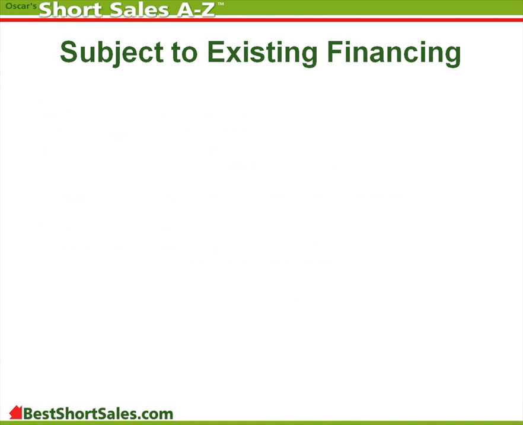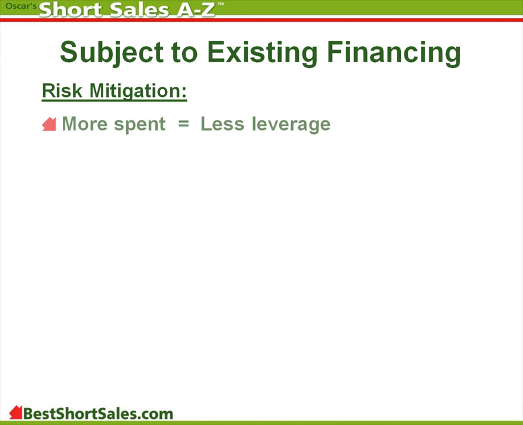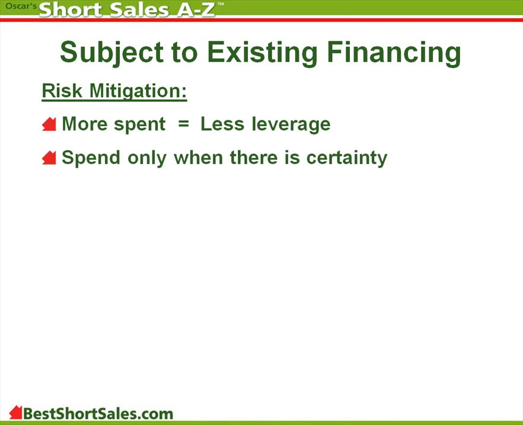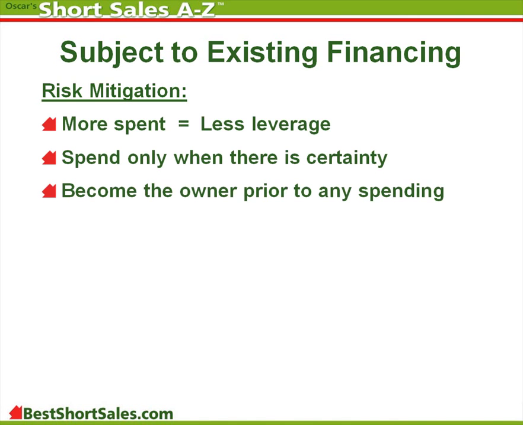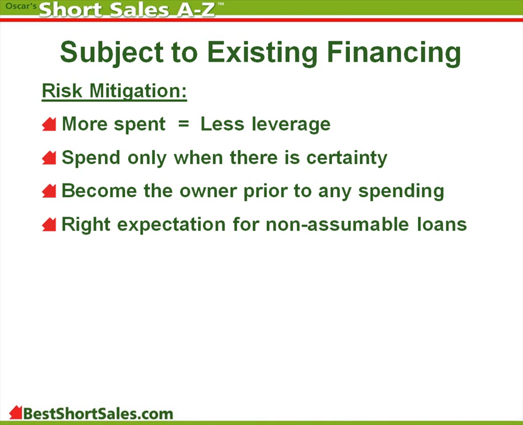Risk mitigation. The risks of this type of transaction can't be eliminated, but they can be mitigated. Remember, the more money you spend in a transaction, the less leverage you have. Spend only when there is certainty. One of the best ways to avoid the effects of a possible seller bankruptcy is to become the owner by having the property deeded. Do this prior to any spending. To be effective dealing with non-assumable loans, you need to have the right expectations.